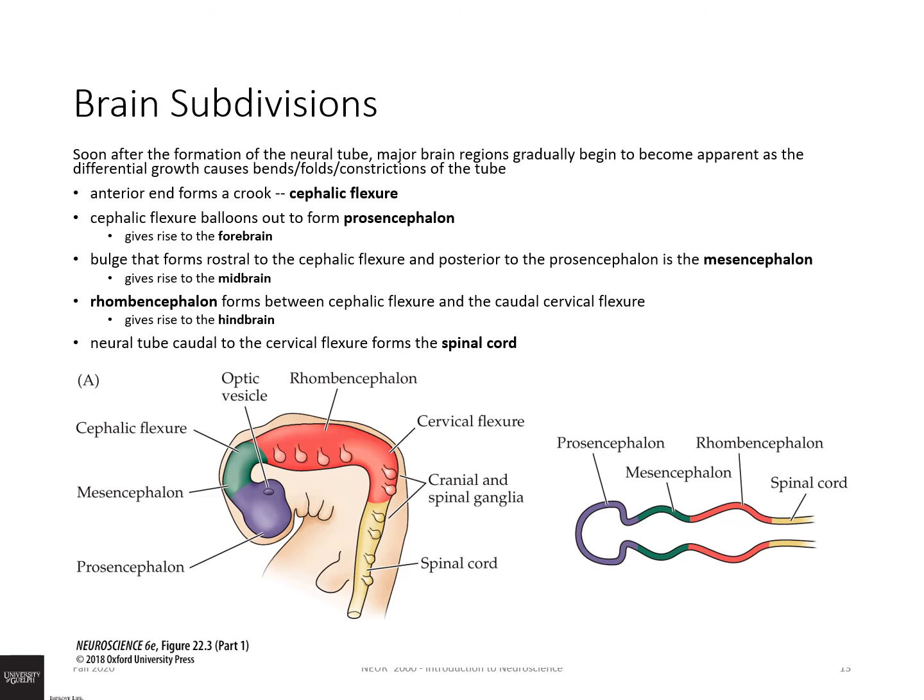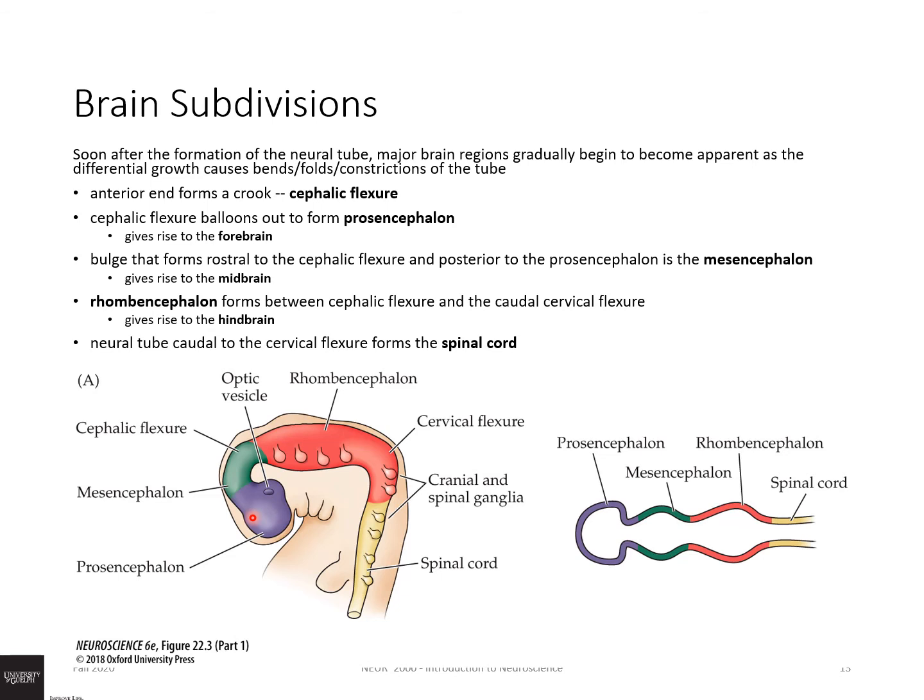Now, soon after the formation of the neural tube, major brain regions gradually begin to form. So they begin to differentiate and change in shape and cause bends and folds, and there are constrictions of the tube. So at the anterior end here, there's a crook. This is known as the cephalic flexure. And the cephalic flexure balloons into the prosencephalon. So this is what gives rise to the forebrain.